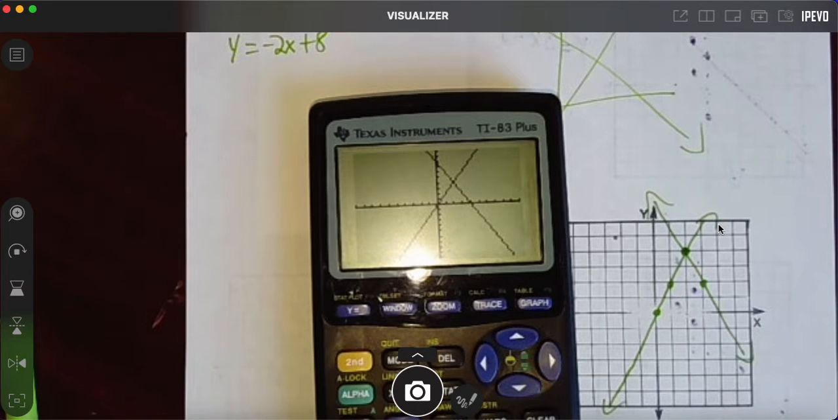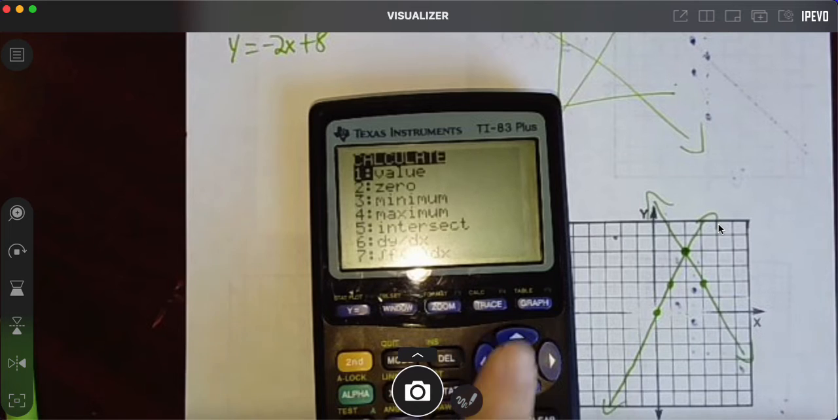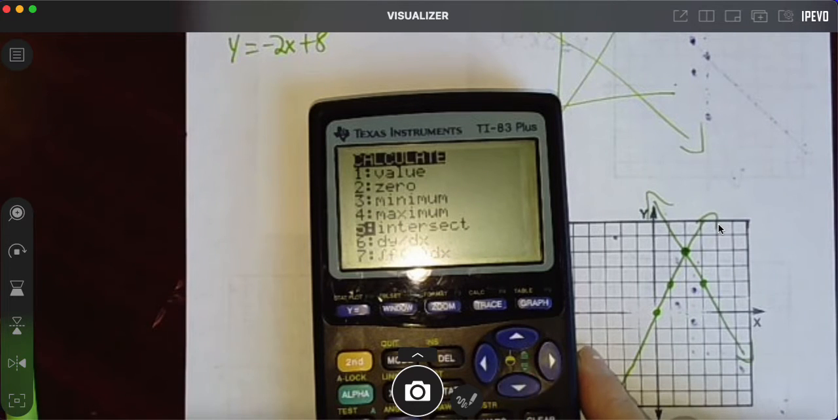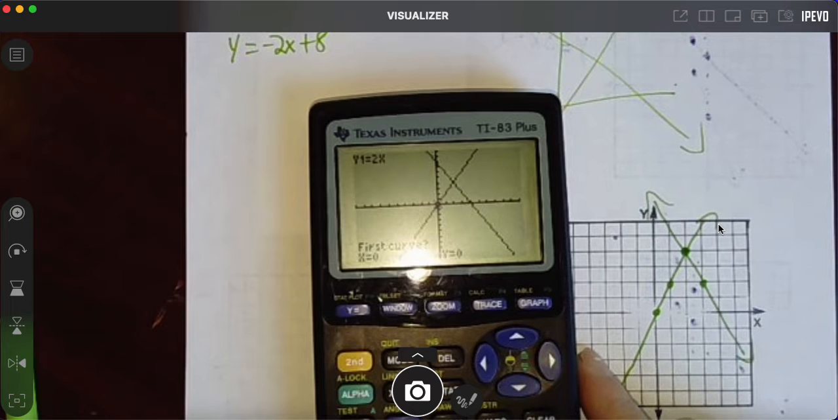So I've got my two equations. Now we're going to calculate that intersection. Do y'all see this little trace button? Above it in yellow, it says calculate? So you're going to press second calculate. And guess which option we're going to pick? Intersect. So again, it's second trace or second calculate. And we're going to go down to where they intersect. Okay? Press enter. And all you have to do is press enter 3 times slowly. Like enter, enter, enter. It's helping your calculator calculate it.